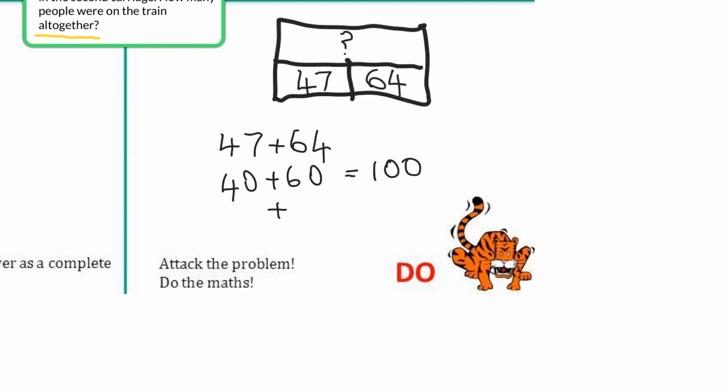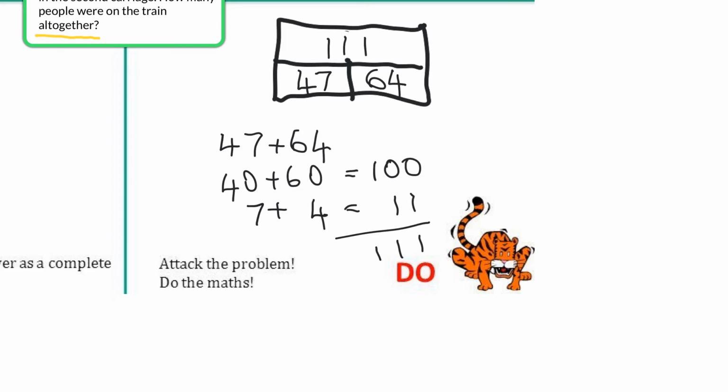And now I'm going to add 7 plus 4. Oh, I can use my Rainbow 10 facts to solve this as well, because I know that 7 plus 3 is 10. So if I add one more, 7 plus 4, that's going to give me 11. And if I add the 10s and the 1s together, that's going to give me my answer. 100 plus 11 is 111. Oh, wow. That's how old Bilbo Baggins was. Alright, so I can put my answer in here now. So 47 plus 64 is 111.